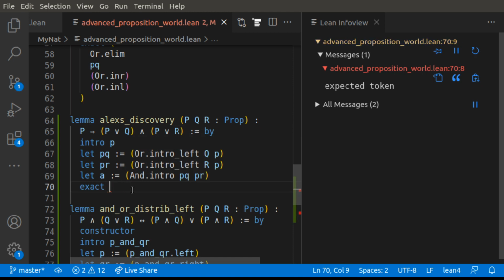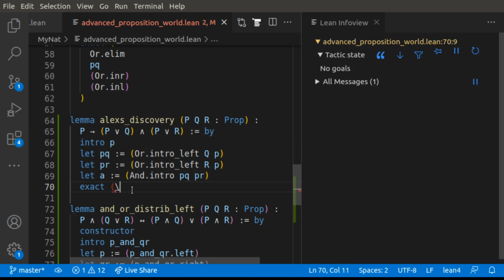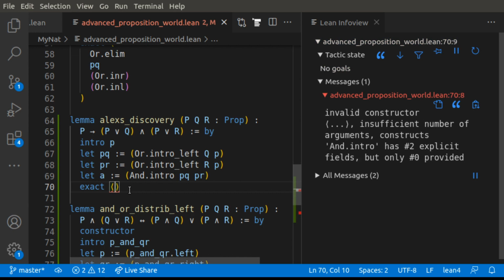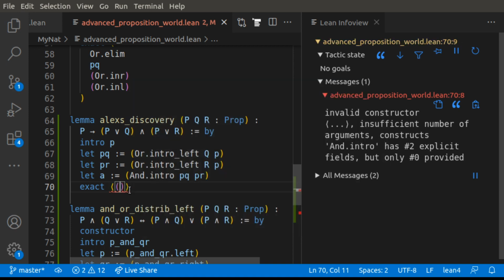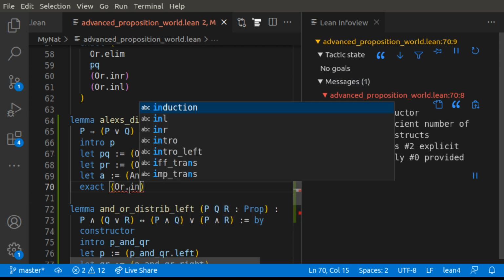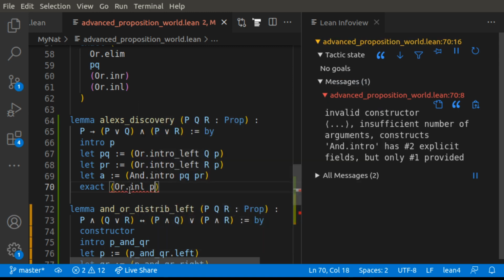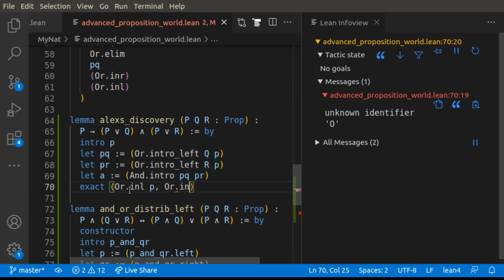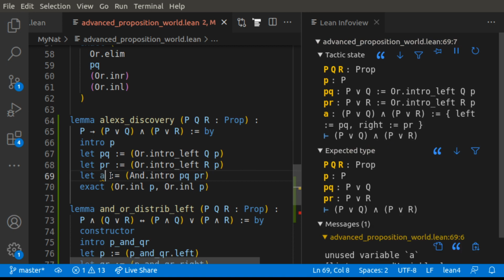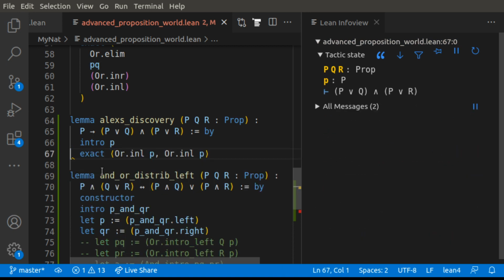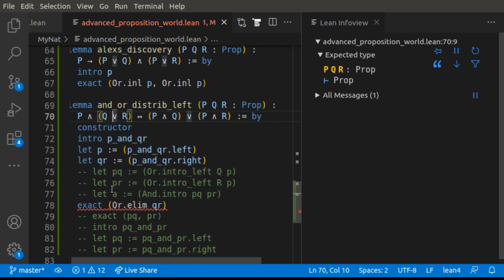left, right, P dot left, or dot INL P, or dot INL P. Nice. Okay, now let's get back to business.